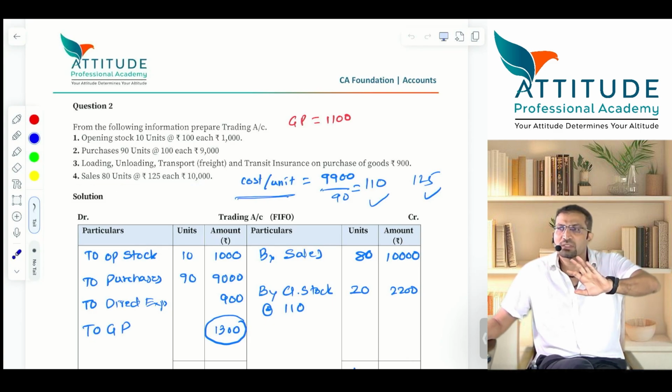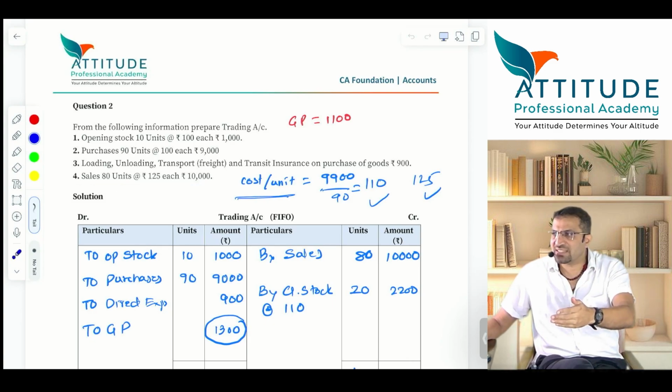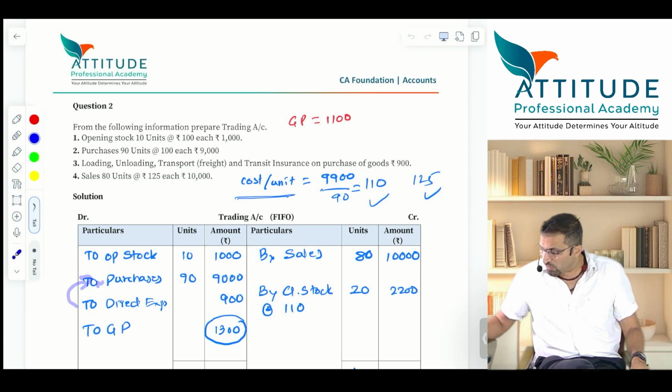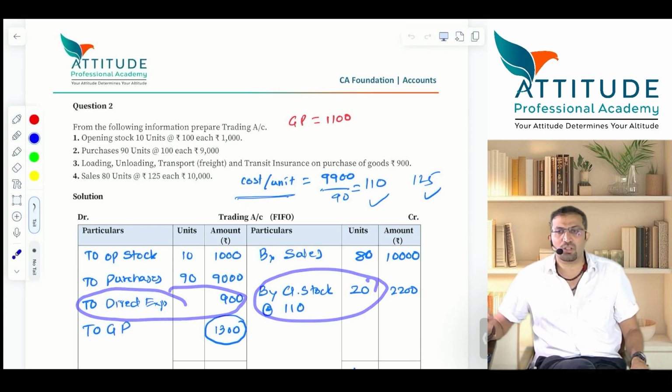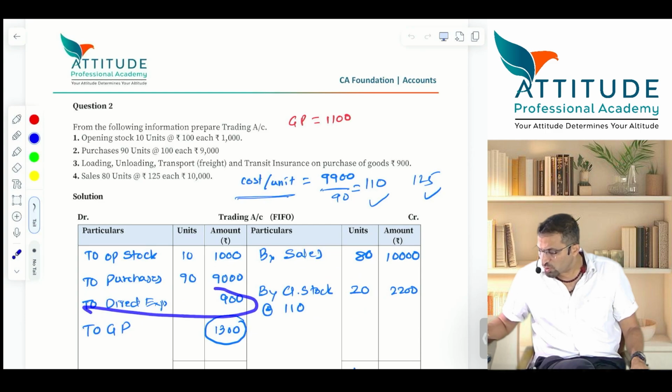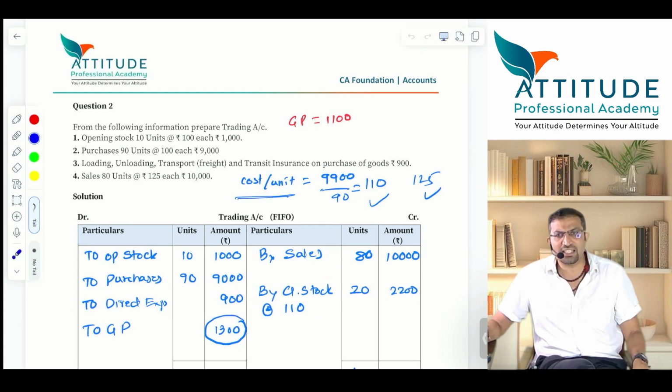Now, in this sum I have given something extra, which are known as direct expenses, which I have already explained to you. Direct expenses are expenses which are directly related to what? Purchases. And while valuing the closing stock, you have to consider this cost also, not only the purchase cost. The direct expenses cost will also be included in your what? Closing stock. Is that clear?